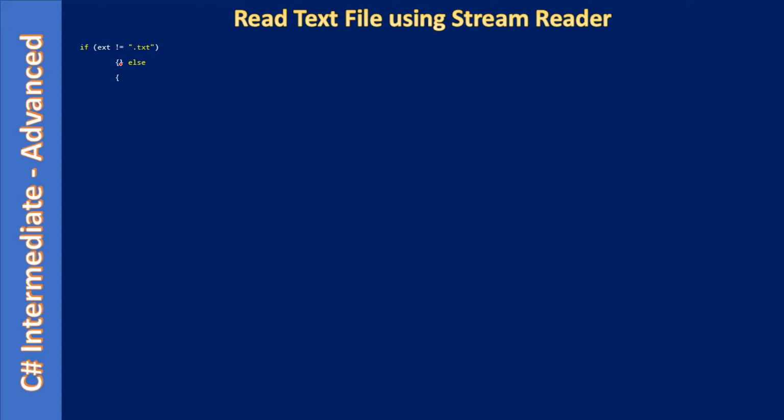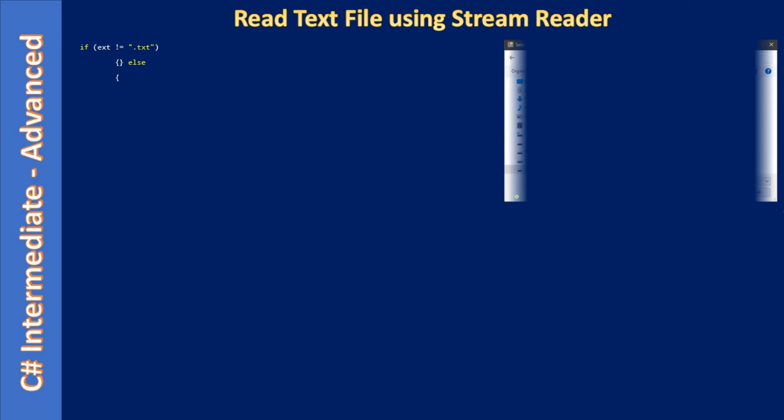So for simplicity, we just marked this as empty, but actually here we loaded the picture content, because if extension not equal to text, it can be either BMP or JPEG. So we already saw the code for this block in the previous slide. Also we discussed the code in the previous video.